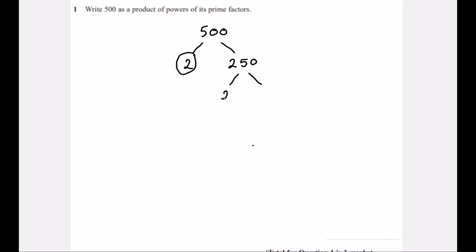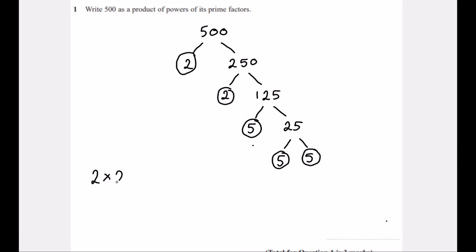250, we can do 2 again, times 125. 125 we can break down again. It's in the 5 times table. 5 times 25. And 25 is 5 squared. So 5 times 5. So 500 can be written as 2 times 2 times 5 times 5 times 5.